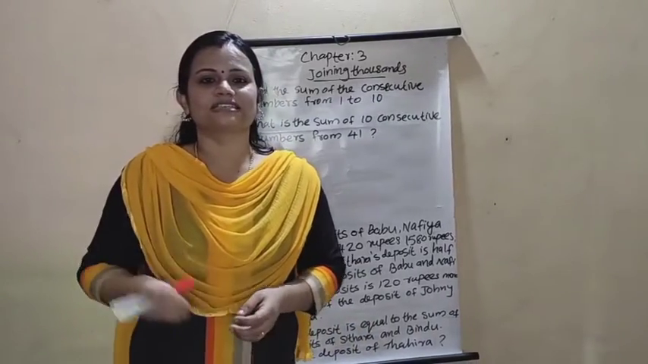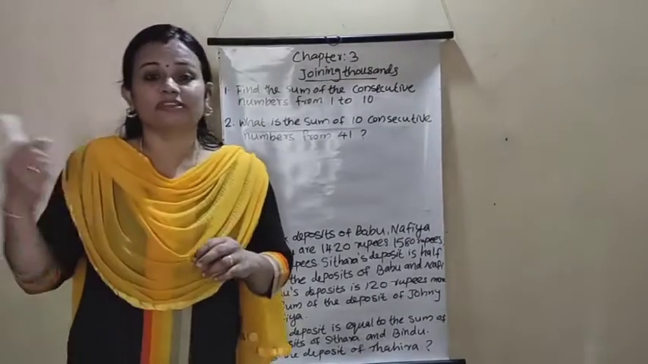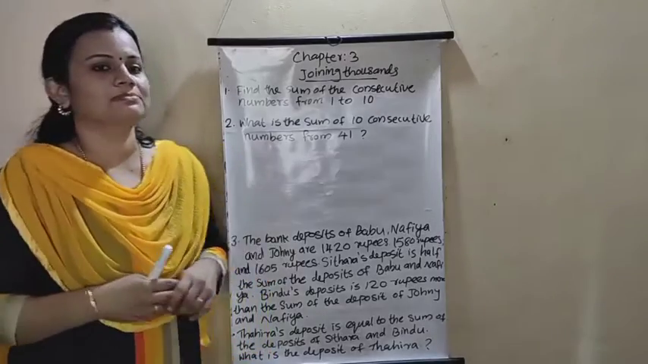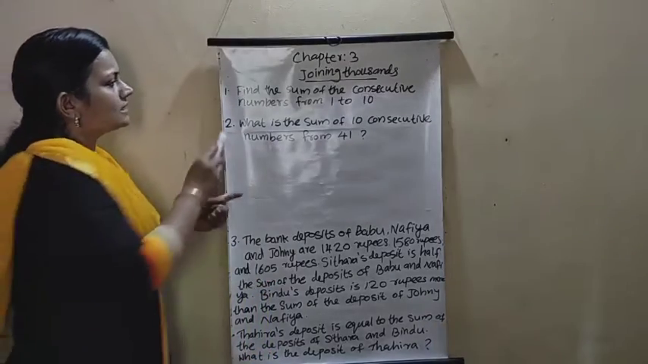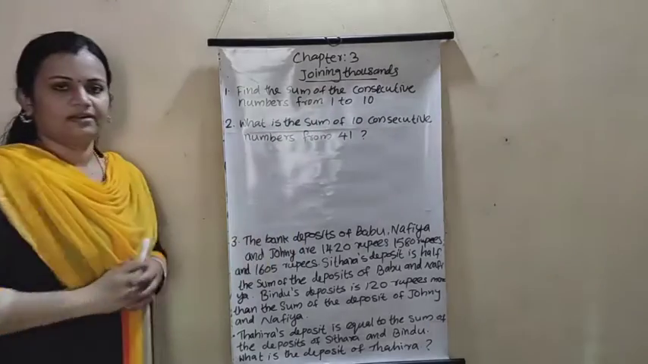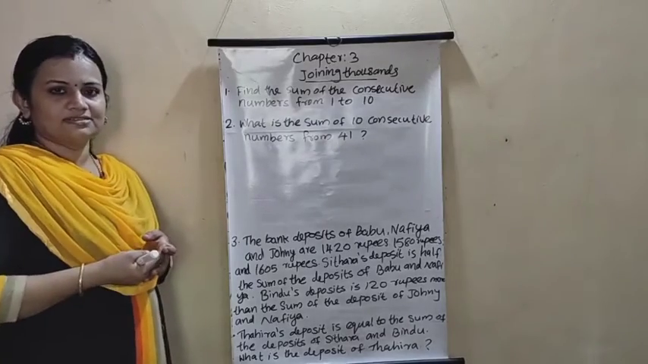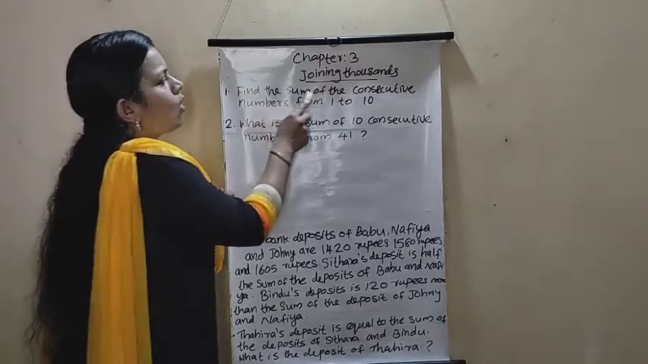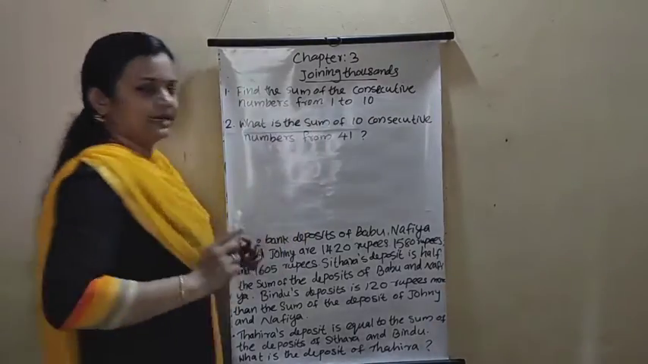In the last class we discussed joining thousands. We did many problems with patterns, then some word problems. Now, another section of this chapter. Find the sum of the consecutive numbers from 1 to 10. What are consecutive numbers? Nearest numbers.